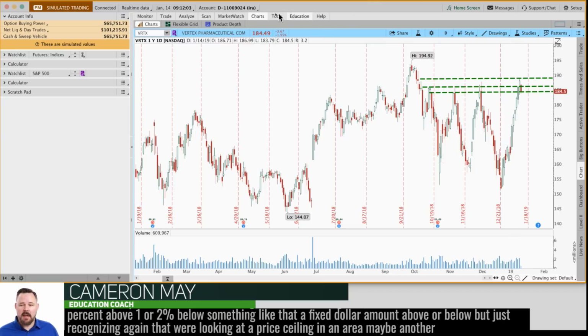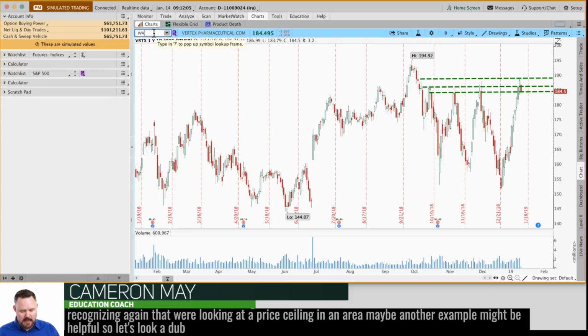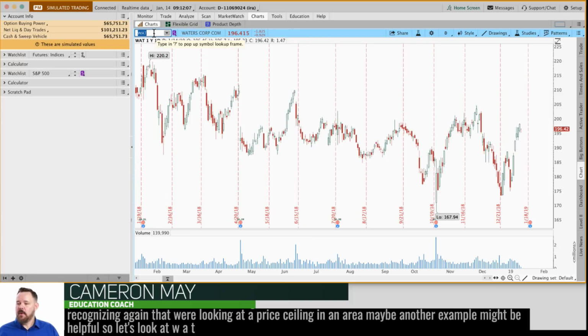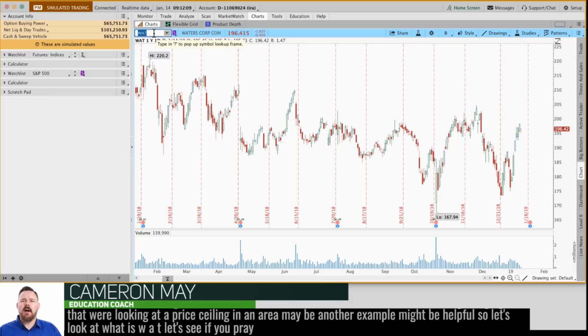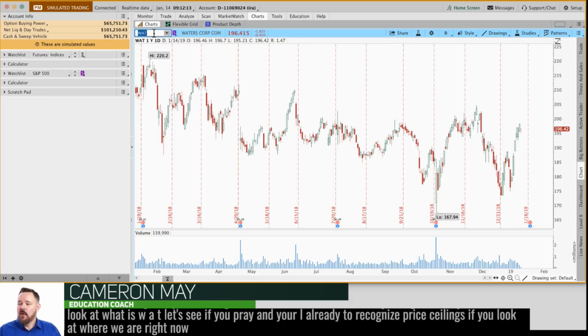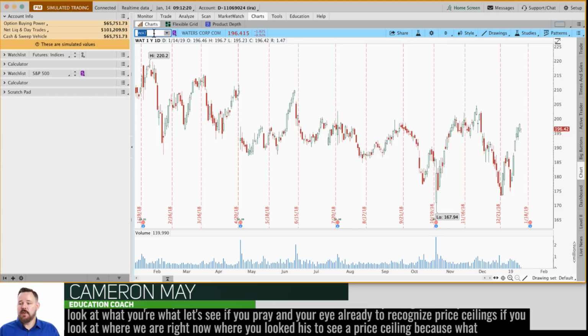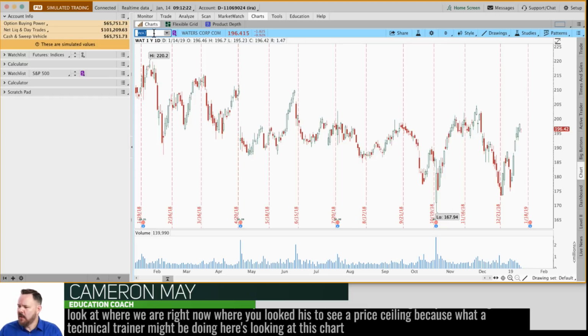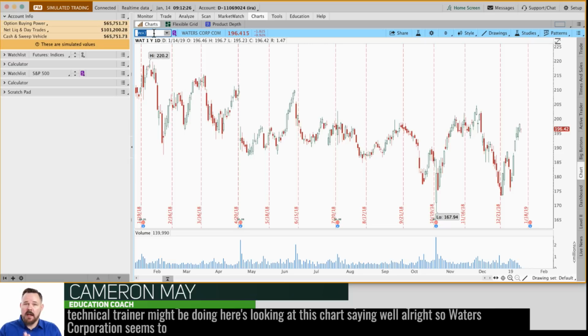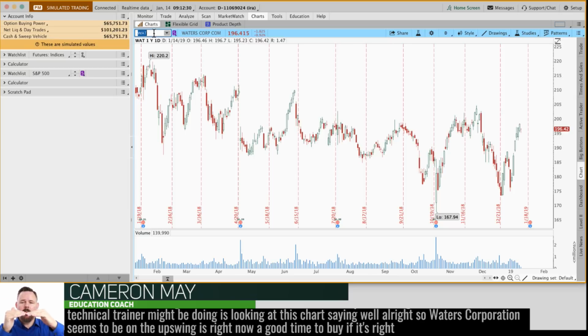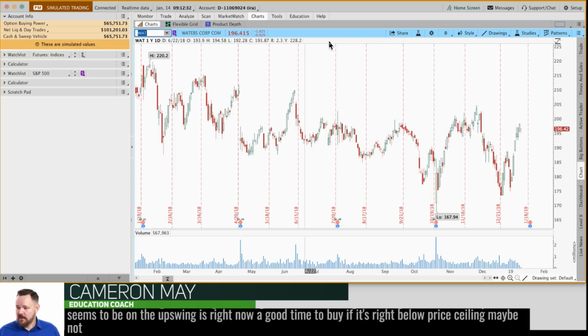Maybe another example might be helpful. So let's look at WAT. Here's WAT. Let's see if you've trained your eye already to recognize price ceilings. If you're looking at where we are right now, where might you look to see a price ceiling? Because what a technical trader might be doing here is looking at this chart saying, well, all right, so Waters Corporation seems to be on the upswing. Is right now a good time to buy? If it's right below a price ceiling, maybe not.